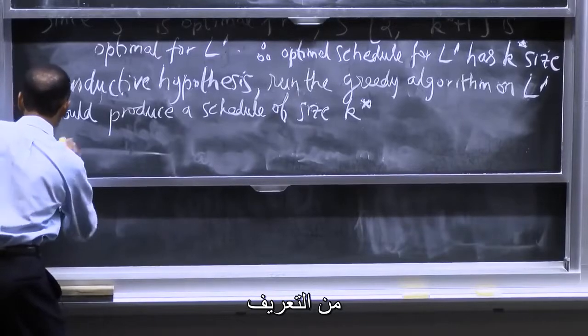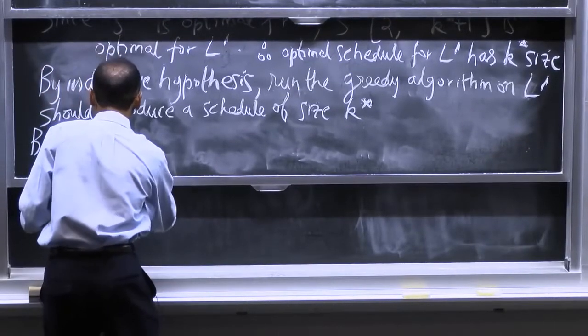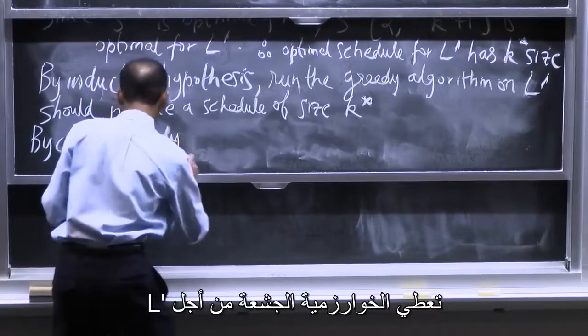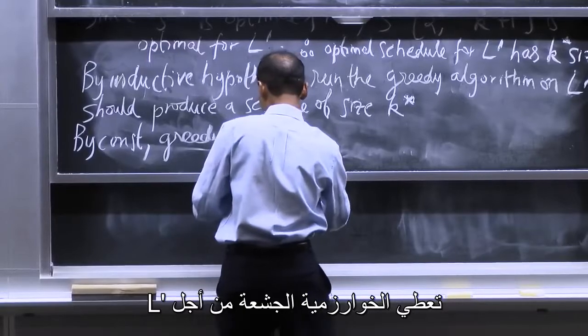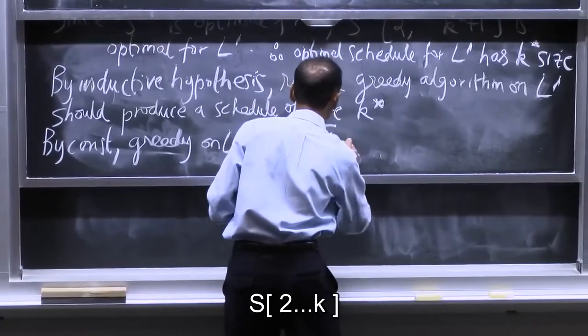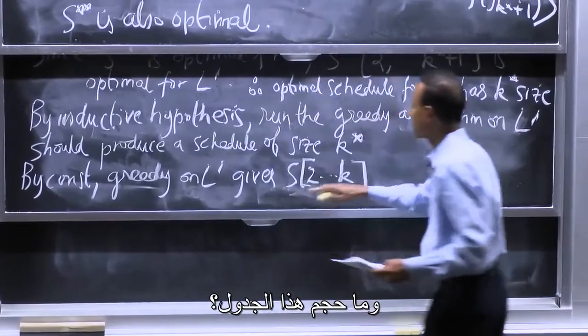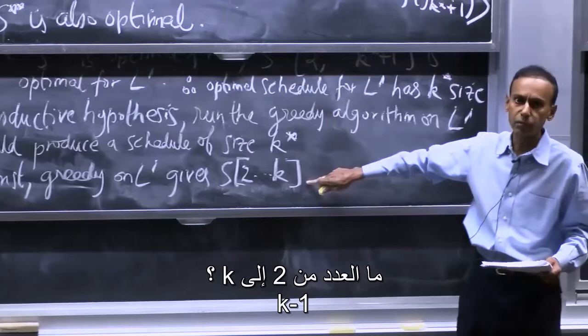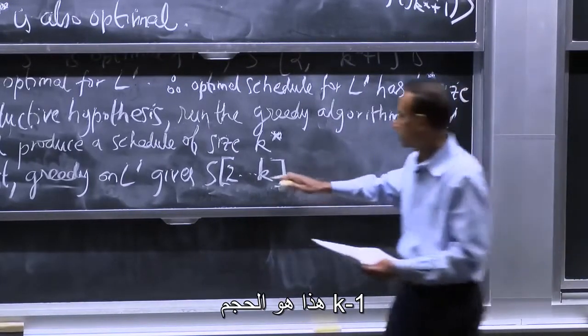So by construction, the greedy algorithm on L prime gives S2 to K, right? And what is the size of this? 2 to K gives me a size of K minus 1. This is K minus 1.